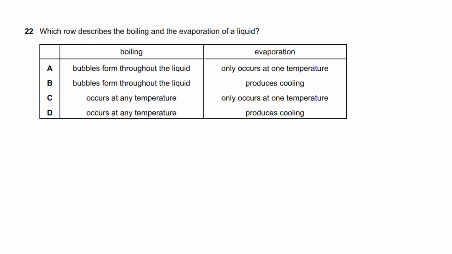Then question number 22. It says which row describes the boiling and evaporation of a liquid. Boiling: bubbles form throughout the liquid? Yes. Occurs at any temperature? No. The boiling point of any liquid is a fixed temperature, so it only happens when the overall liquid reaches that certain value. So no. Then evaporation only occurs at one temperature? No. Evaporation takes place at all temperatures.